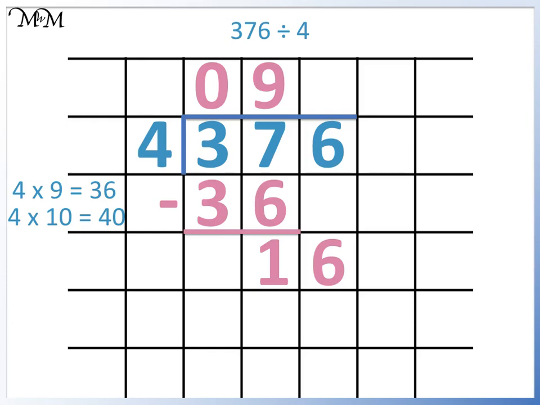Now we find out how many times 4 divides into 16. From our times tables, we know that 4 times 4 equals 16. So 4 divides into 16 4 times. So 376 divided by 4 equals 94.